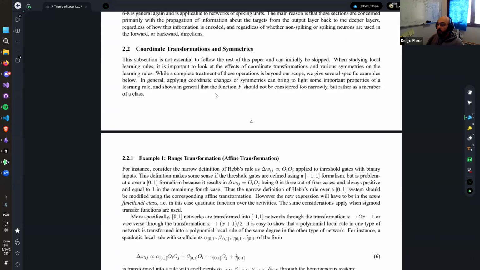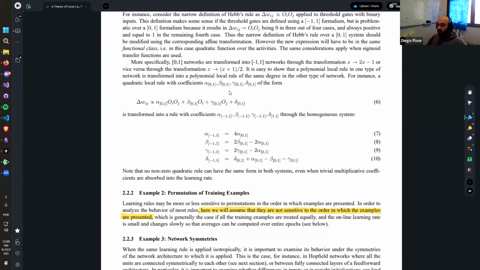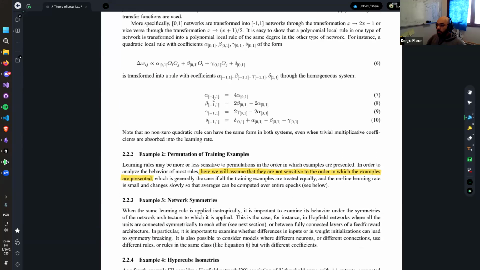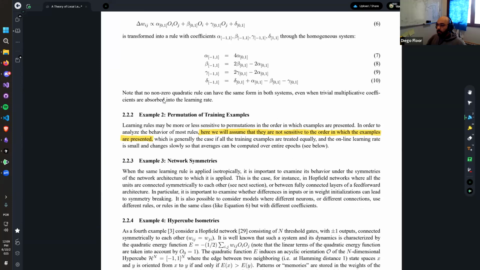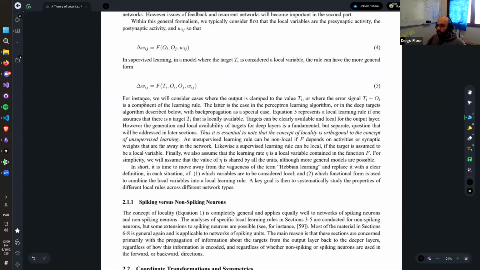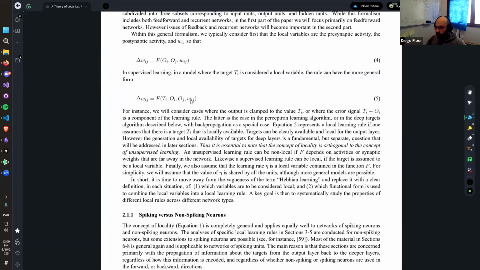Okay, so we're going to talk a little about the influence of some transformations of this thing, because what we're going to do is analyze these learning rules statistically to see if any effective behavior emerges from them.